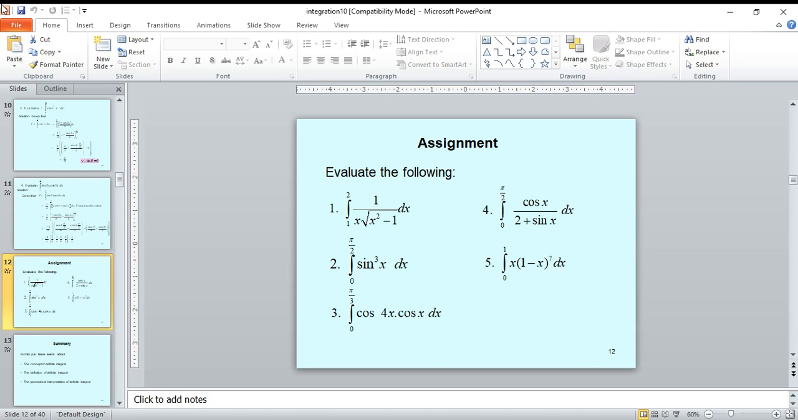And the fifth question, integration 0 to 1 x into 1 minus x power 7 dx. Take 1 minus x as t, 1 minus x equal to t, 1 minus t equal to x, so 1 minus t into t power 7 dt. Integrate this term by term in t and apply 0 and 1.